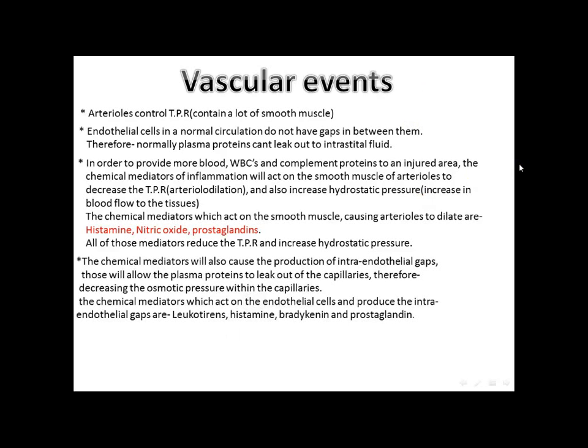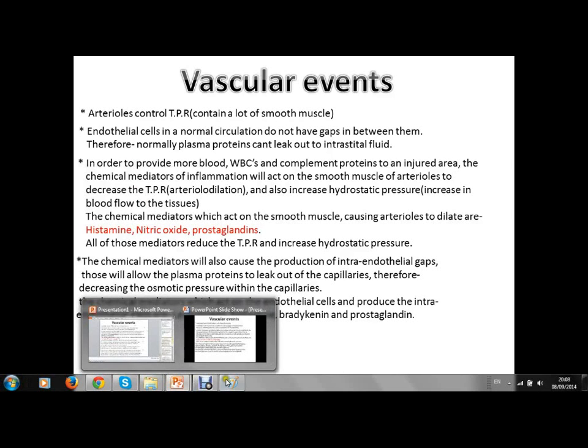And the chemical mediators will also cause production of intraendothelial gaps. Like I told you, in the capillaries we have tight gaps, so nothing can pass, no plasma protein can pass. So basically those chemical mediators will work on the intraendothelial gaps, and those will allow the plasma proteins to leak out of the capillaries, therefore decreasing the osmotic pressure within the capillaries. And the chemical mediators which act on endothelial cells and produce the endothelial gaps, they are basically leukotrienes, histamine, bradykinin, and prostaglandins. So let's draw it out.